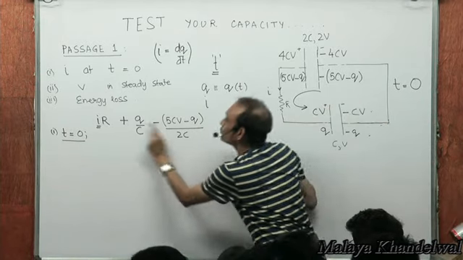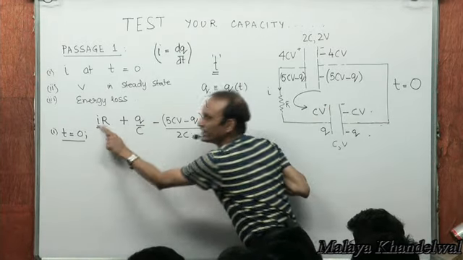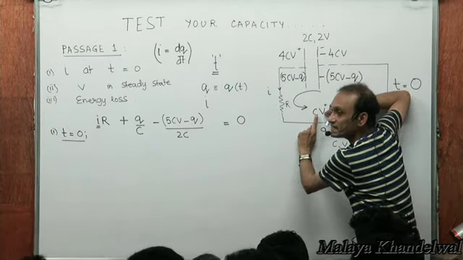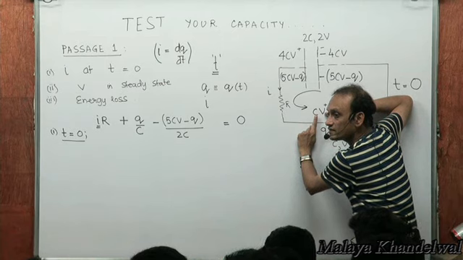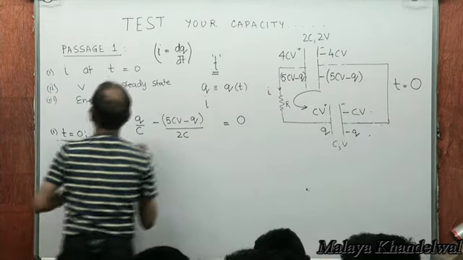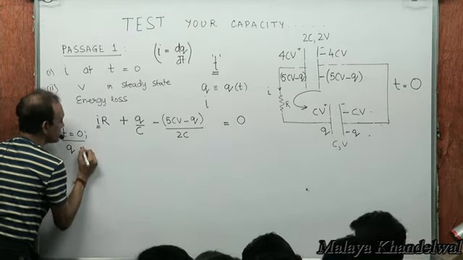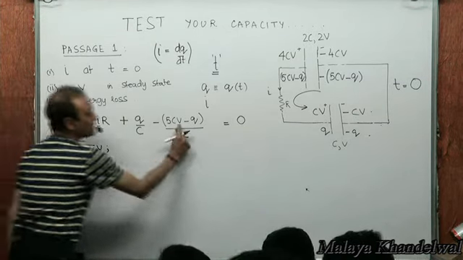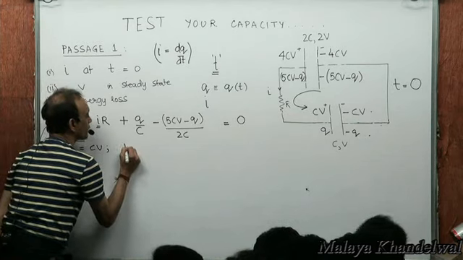So if you plug in Q equal to CV, then I would be the current at time t equal to 0. Yes or no? Because at time t equal to 0, Q is CV. So plug in Q equal to CV and you can solve for I.